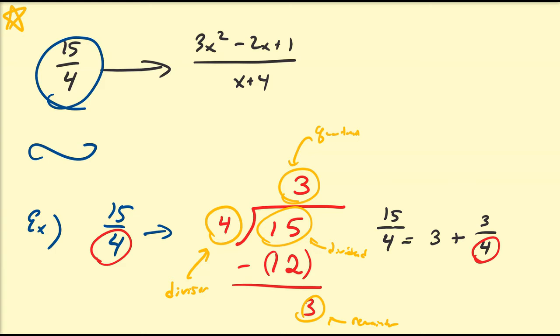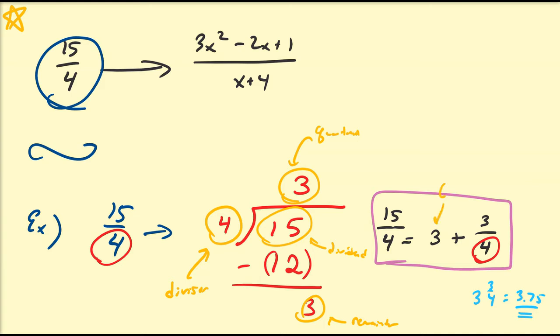Some people will rewrite this as a mixed number, namely 3 and 3/4, which is the same as 3.75 as a decimal. But we're not going to be using mixed numbers here, but this will be our answer. Again, this is the quotient, and this is the remainder, and this is the divisor.